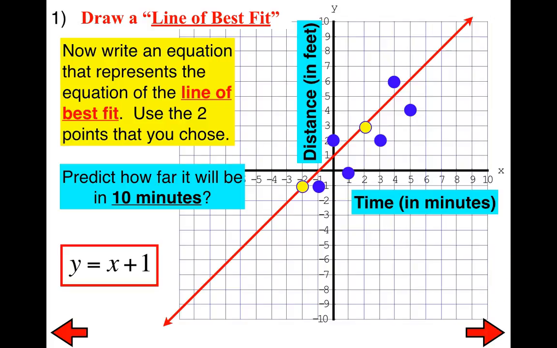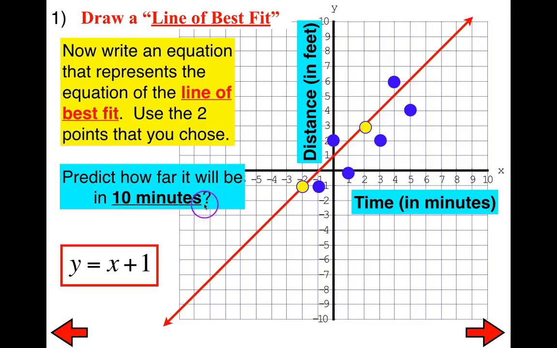So first thing, what I need to understand is what do x and y represent in my equation? Y represents distance in feet, and x represents the time in minutes. So what they're asking me to do is predict how far. So they want to know the distance. And they're giving me the amount of time, which is 10 minutes.